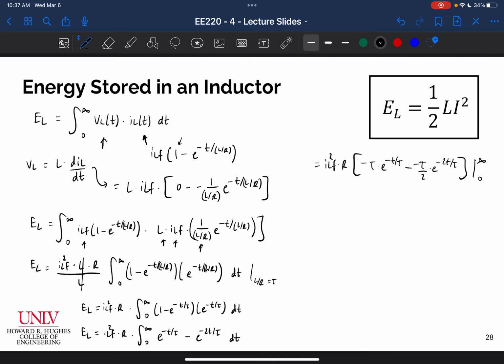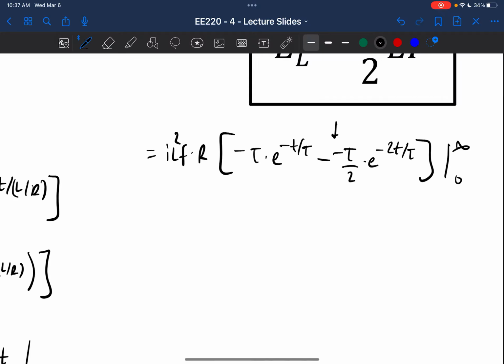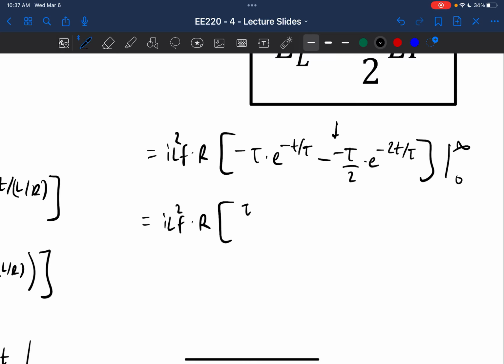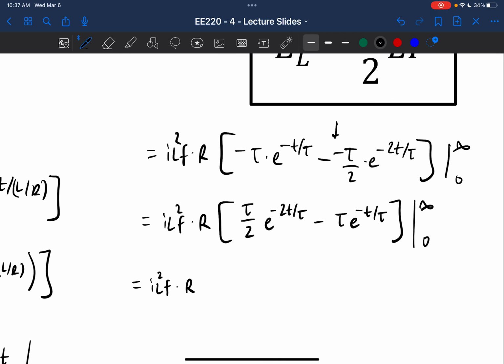All right. And since I have two negatives here, I can turn that into a plus, and I'll just rearrange the terms. I can write it as tau over 2 e to the minus 2t over tau minus tau e to the minus t over tau, evaluated from 0 to infinity. And now all I have to do is plug in my bounds. I get ILF squared times R. Actually, I can factor out a tau as well from both terms, and then I get that this is 1/2 e to the minus 2t over tau minus e to the minus t over tau, 0 to infinity.